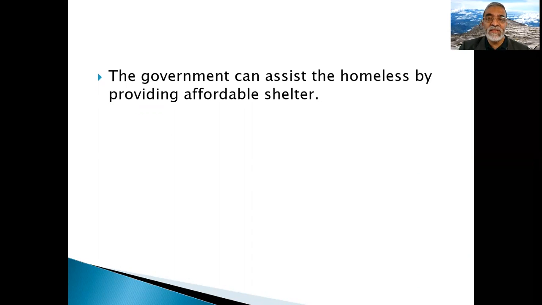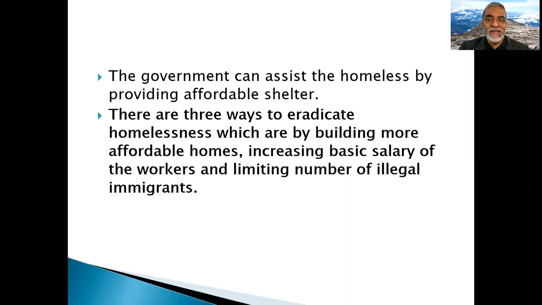Next, the government can assist the homeless by providing affordable shelter. When I talk about homeless, what do you think? How can homelessness be overcome, or what are the reasons people are homeless? So maybe you can come up with this sentence. There are three ways to eradicate homelessness, which are by building more affordable homes, increasing the basic salary of the workers, and limiting the number of illegal immigrants. So these are the 3 points you're going to explain in your essay.